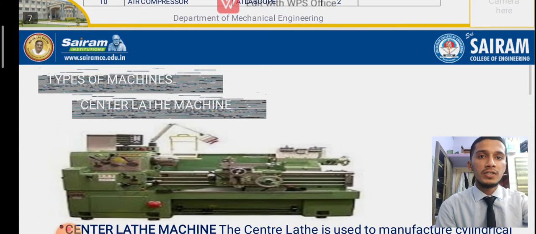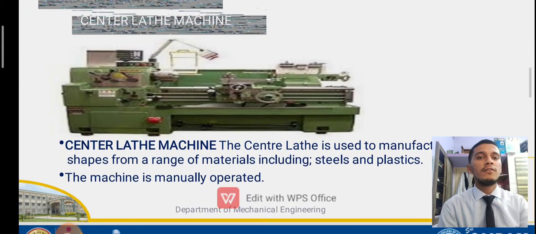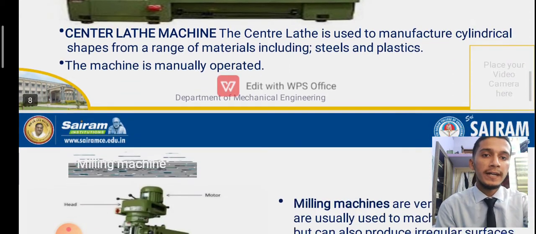Types of machines. Center lathe machines are among the most important things we learned while doing the internship. The center lathe is used to manufacture shapes from a range of materials including steels and plastics. These machines are usually operated manually.